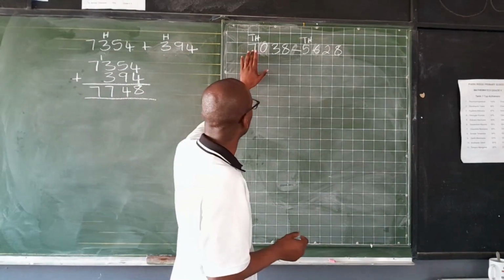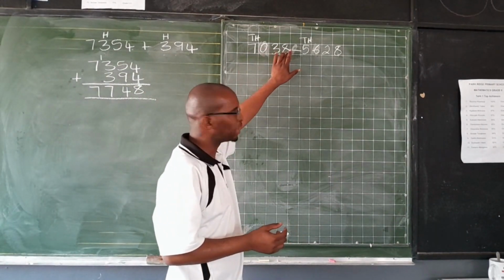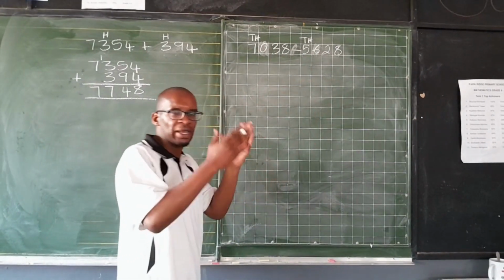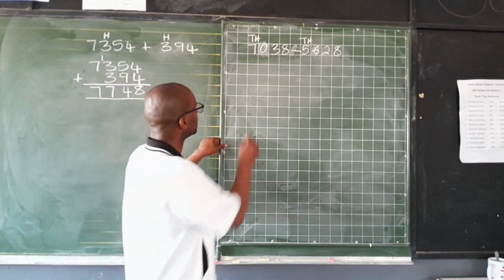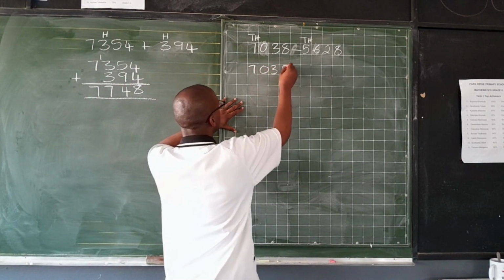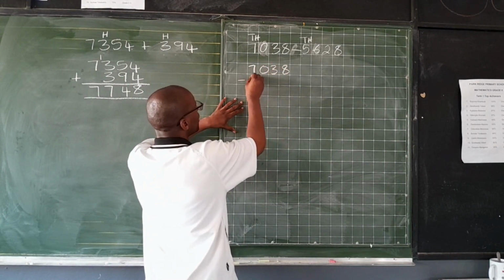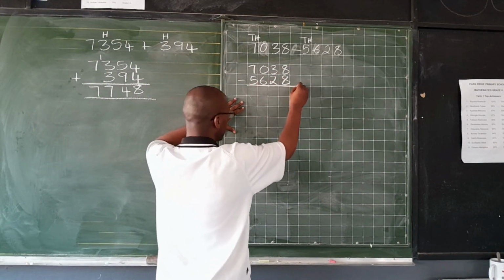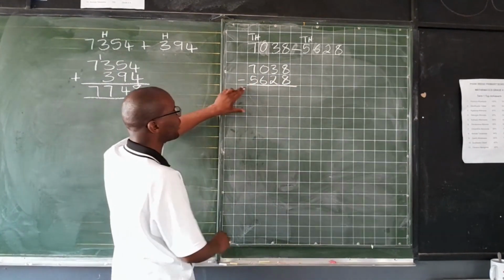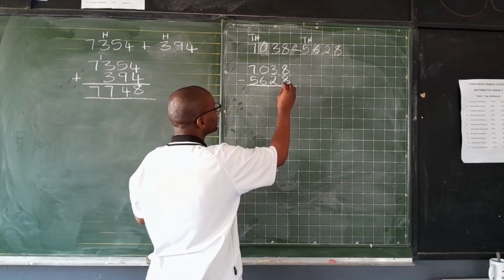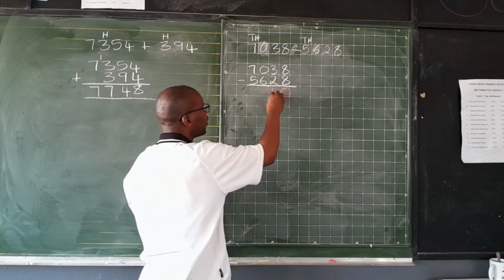Looking at the next one, we have 7,038 minus 5,628. So we can see we have 1, 2, 3, 4 digits over here, and 1, 2, 3, 4 digits over here. So we just need to go and write the numbers underneath each other. So we have 7,038 minus 5,628. Now we can go ahead and begin with our subtraction. So we have 8 minus 8, which gives us 0. 3 minus 2 gives us 1.